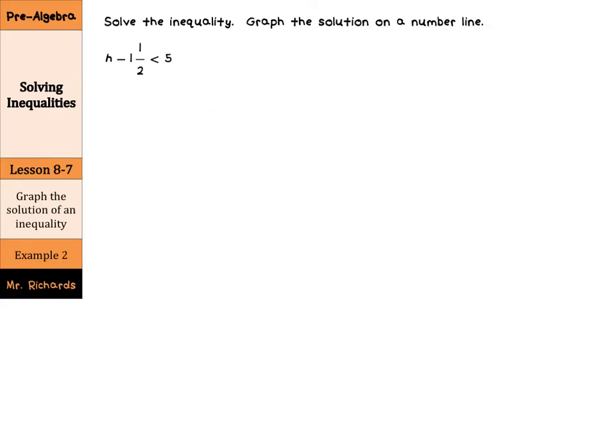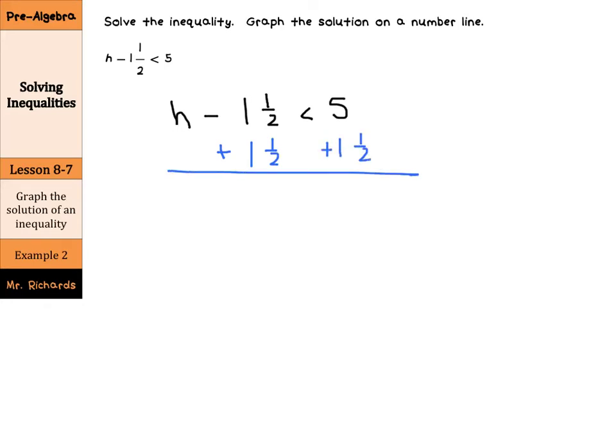What about h minus 1.5 is less than 5? Let's rewrite this here to give ourselves just a little bit more room. h minus 1.5 is less than 5. We need to get our h alone, so we will add 1.5 to both sides of our inequality. This cancels. We're left with h is less than 6.5.